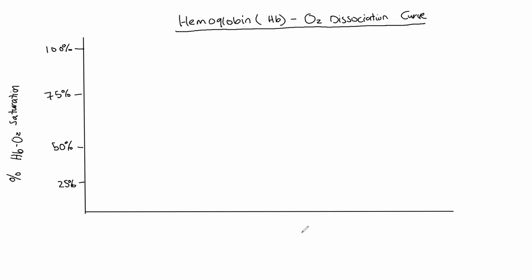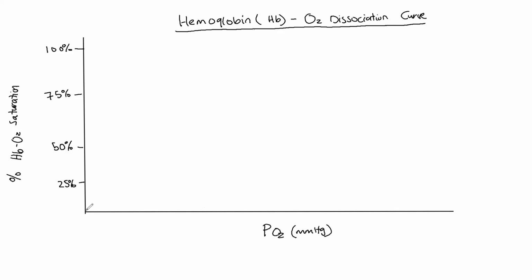Okay, so really important that you make the connection that saturation only means how many of the 4 oxygens are bound onto those heme groups. How many of those heme groups have oxygen bound? On the X, we're looking at the partial pressure of oxygen in millimeters of mercury. And we want to think about our sigmoidal curve here.